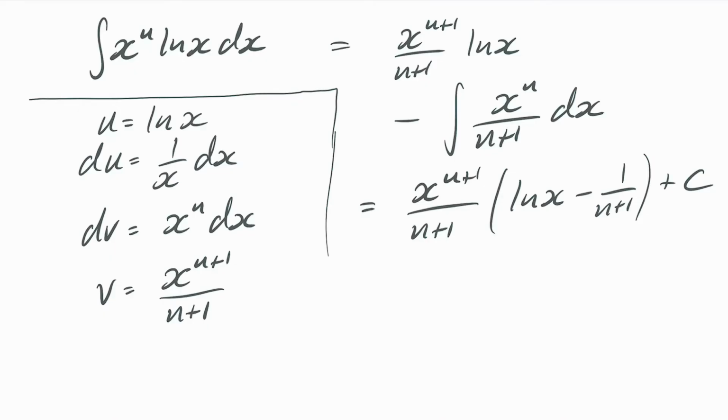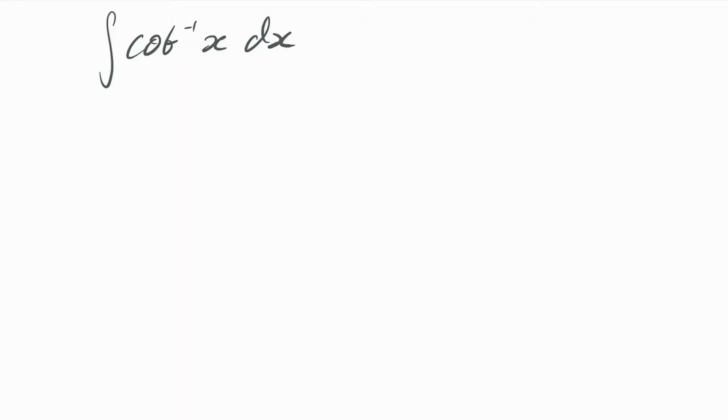An intriguing thing to note here is that this also works for n equals 0, even if there was no x in there. So if I had integrated this with n equals 0, I would just have a 1 in here, and that's another useful trick for integration by parts. Let's try another example. Let's try the integral of the inverse cotangent, arccot of x.